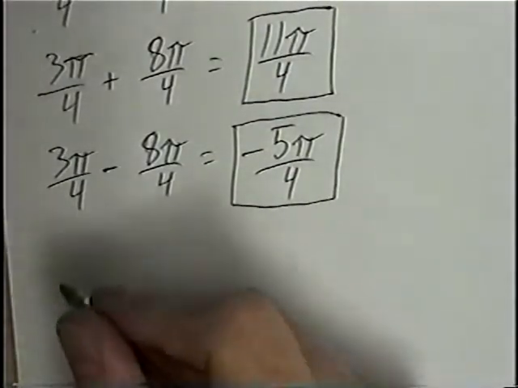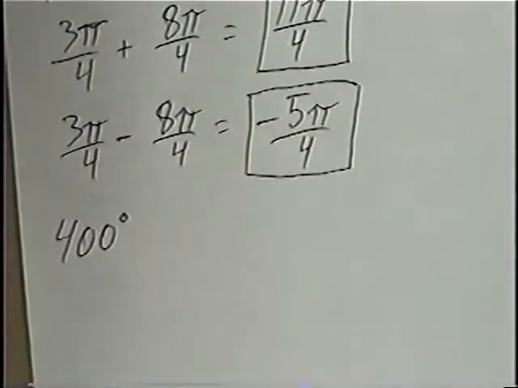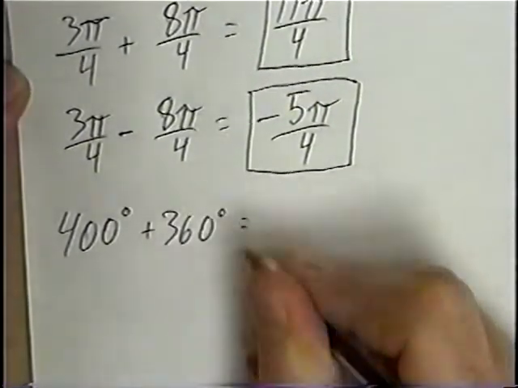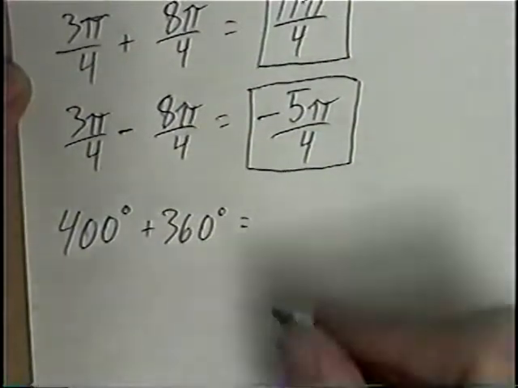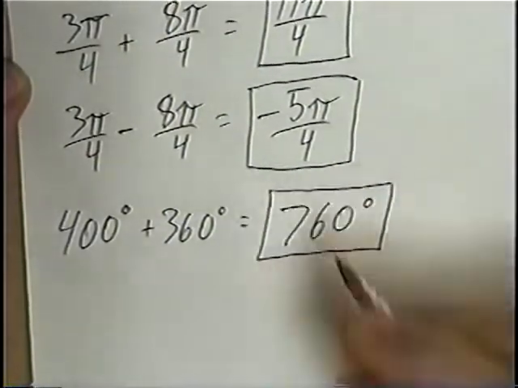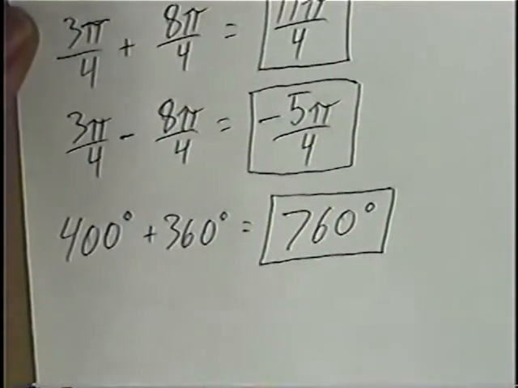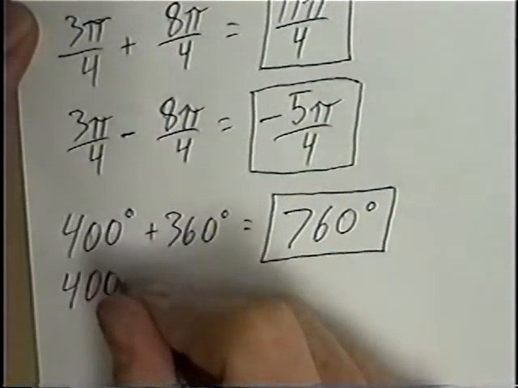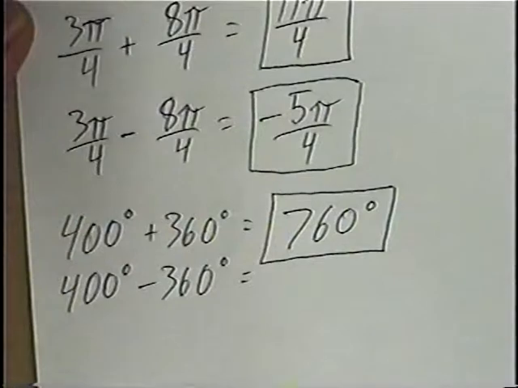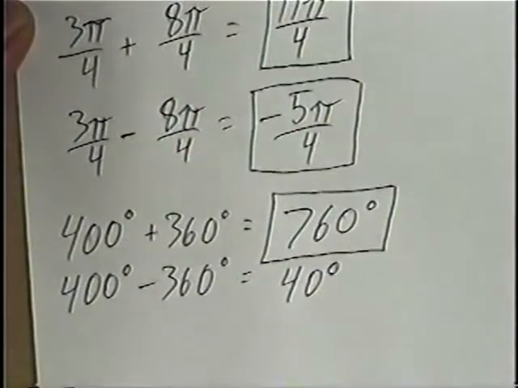And last angle we'll look at is 400 degrees. Again, to find a positive coterminal angle, we can first add 360 degrees. 400 plus 360 would be 760 degrees. So a positive coterminal angle of 400 degrees is 760 degrees. To find the negative, again, we can take the original angle. Instead of adding, we can subtract 360 degrees. 400 minus 360 would be 40 degrees.